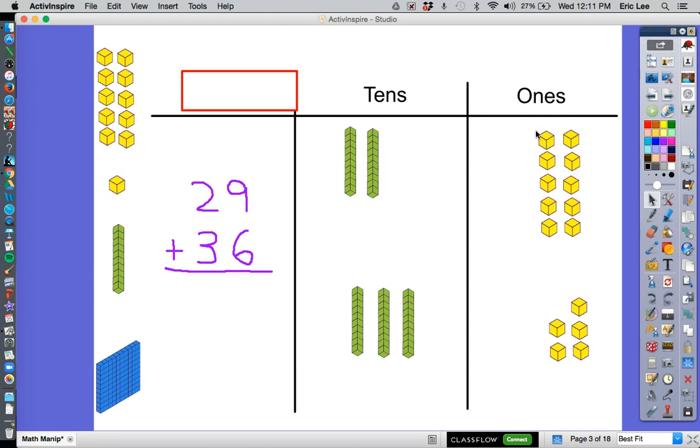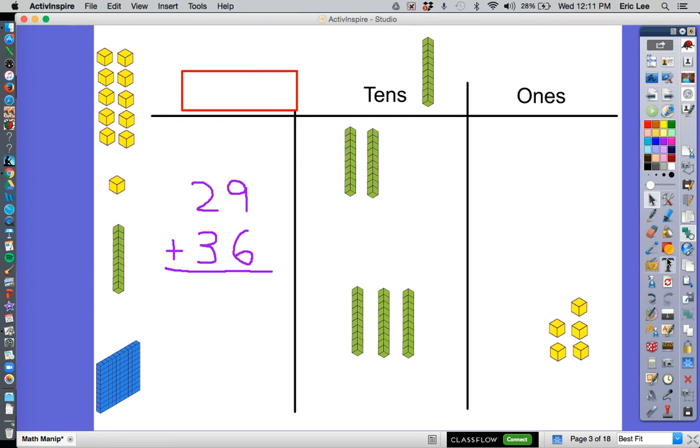But I've got a 10 here now. So remember what we have to do. We have to regroup that 10. I've got to get rid of those 10 ones and trade them in for a 10. But remember, this 10 can't live in the ones column. It's got to go live over here in the tens column. So now I've got all of these tens over here.